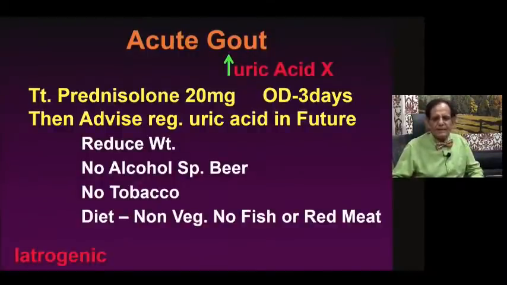And then of course, after the attack, you must tell him to get his uric acid done. And if it is high, you don't have to start uricosuric drugs in a hurry, like blood pressure tablets. What is the hurry? Because once you start the tablet, you will have to give it for lifetime. So first tell him reduce weight and no alcohol, especially beer, you should never touch beer. No tobacco. And in the diet, vegetarian diet is okay, non-vegetarian, nothing wrong, but no fish, no red meat.